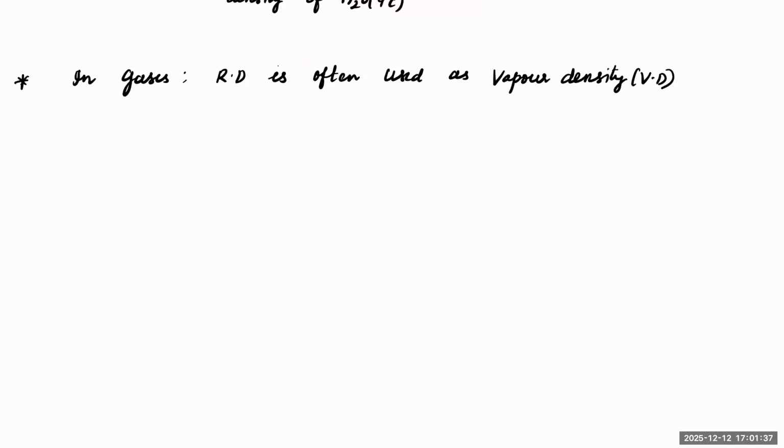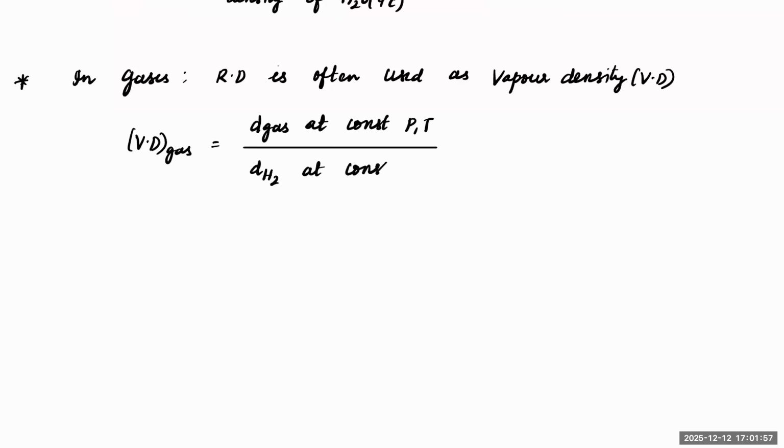Now, what does this vapor density mean? See, vapor density of a gas relates to density of a gas at constant pressure and temperature divided by density of hydrogen gas at same constant pressure and temperature. Okay, this is by definition. So it is simply density of a gas divided by density of hydrogen, at constant temperature and pressure. Got it? Yes, sir.